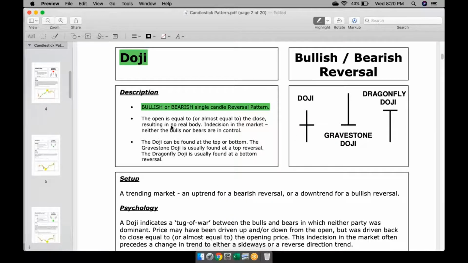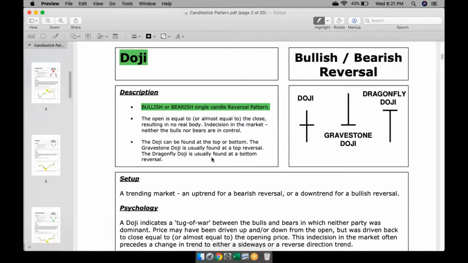The open is equal to close or almost equal to close, resulting in no real body. You can see it is like a cross. There is no real body. Indecision in the market. What is happening in the doji? Indecision. It opened, went high, bulls, that is buyers, are in control. After that selling started, sellers are in control, again buyers came. So there is a confusion. When you see a plus mark in a candlestick, this leads to confusion, that is indecision.